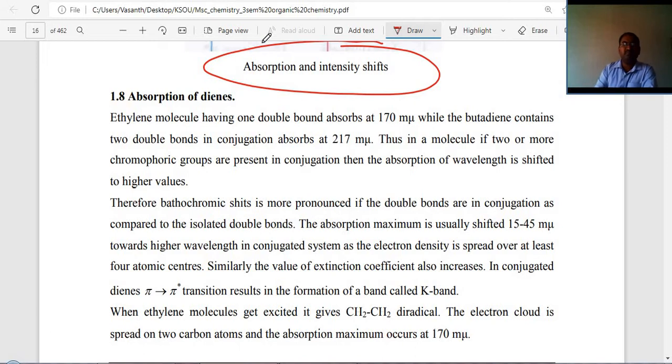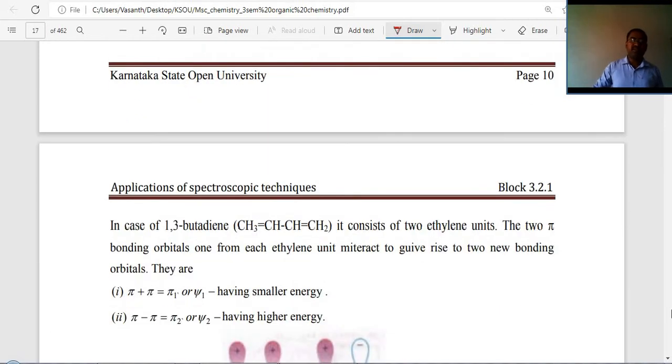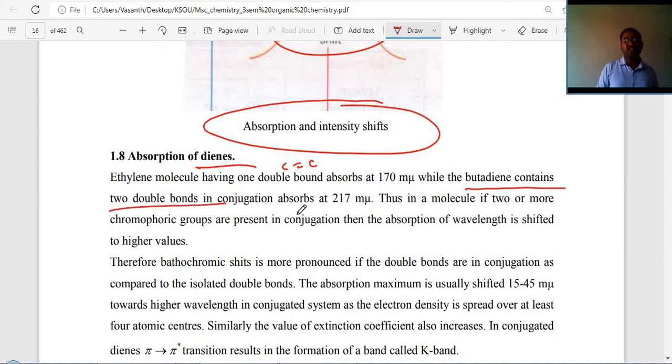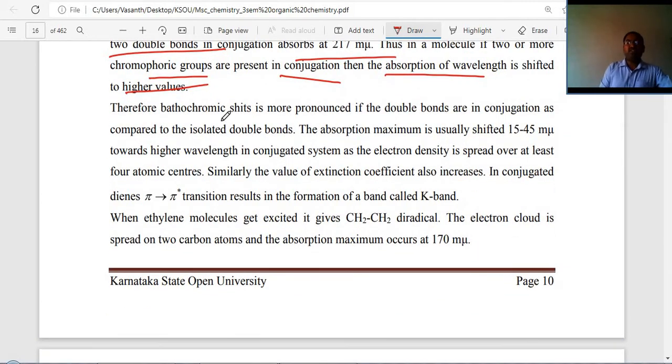Now we are going to discuss some molecules like dienes. Dienes contain carbon-carbon double bonds. Ethylene is observed at 170 nanometer, while butadiene, which contains two conjugated double bonds, absorbs at 217 nanometer. Thus, in a molecule where two or more chromophoric groups are present in conjugation, the absorption wavelength is shifted to higher values. Therefore, the bathochromic shift is more pronounced if the double bonds are in conjugation as compared to isolated double bonds.